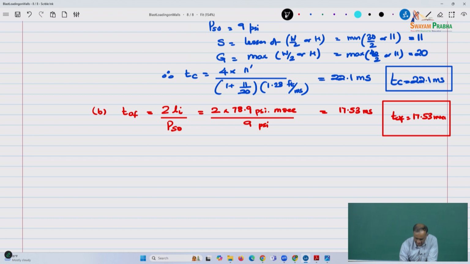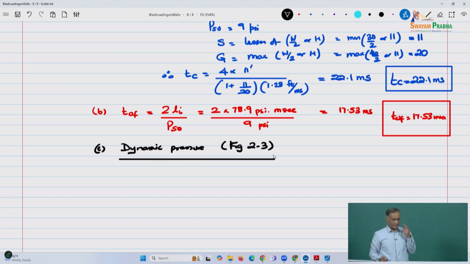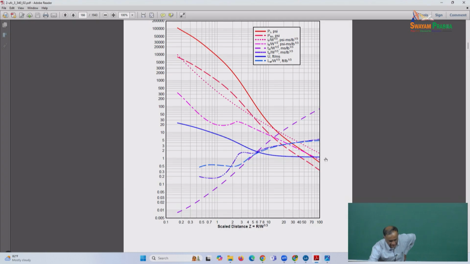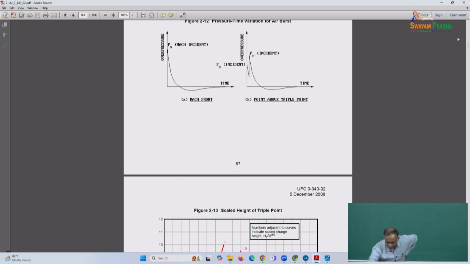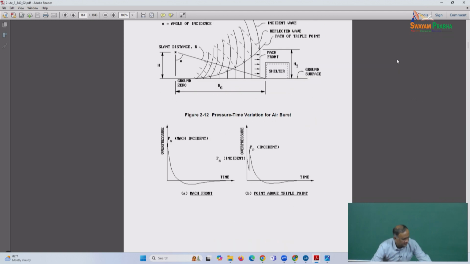Then the third parameter to calculate is the dynamic pressure. And this comes from figure 2-3. So I had mentioned earlier the different figures that we are using. 2-3 was one of them. So figure 2-3, let's get familiar with that now that we are done with it. This one.